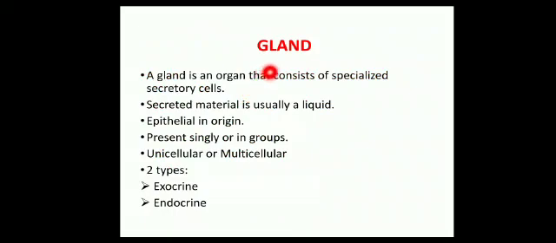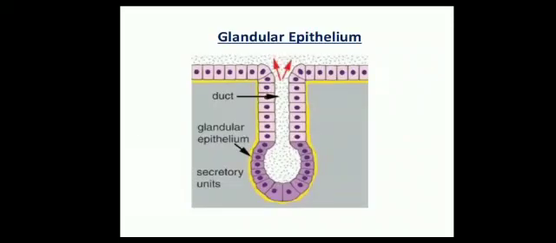Now, glands. What are glands? A gland is an organ that consists of specialized secretory cells. The secreted material is usually a liquid. They are epithelial in origin, present singly or in groups. They can be unicellular or multicellular, and are mainly of two types, exocrine glands and endocrine glands.